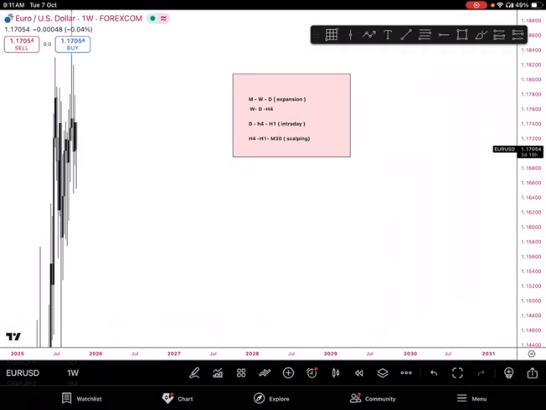So which liquidity do you need to give the most importance? If you have a monthly external liquidity and at the same time a daily internal liquidity, between these two, which do you need to give more importance to? So you always need to know about liquidity, how to use it, how to find it, and which liquidity is important.